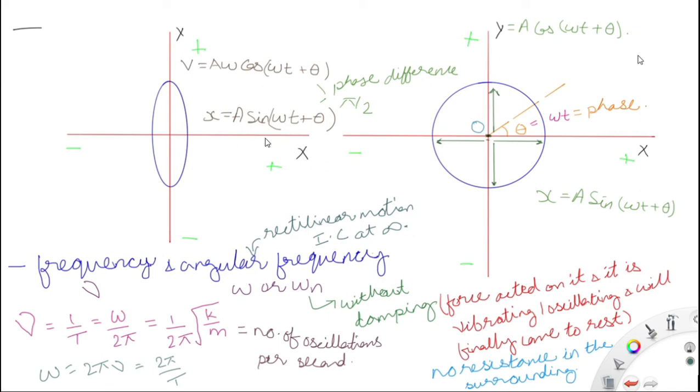So x is equal to A sine(omega t plus theta), and v is A omega cos(omega t plus theta). Both v and x have a phase difference of pi by 2. That's why the curve that we get is an elliptical path, meaning it's an ellipse.